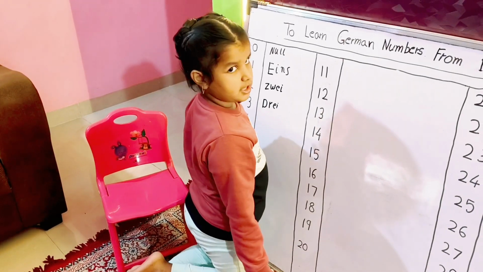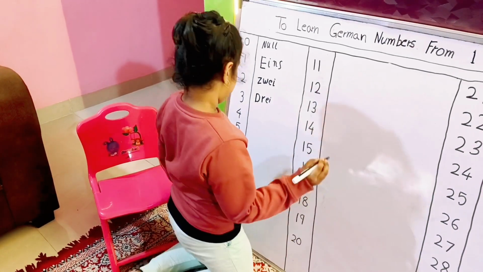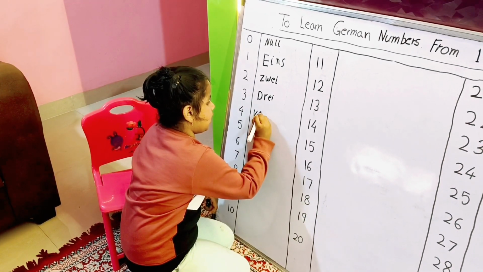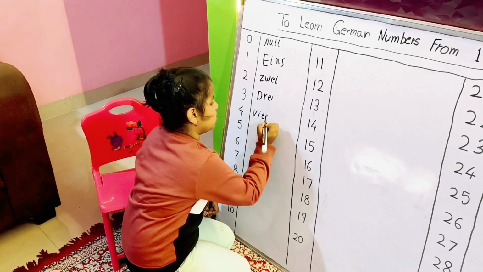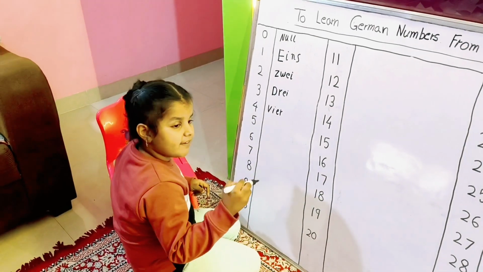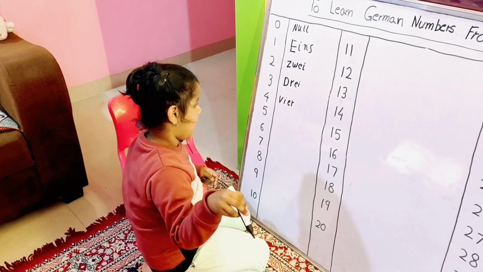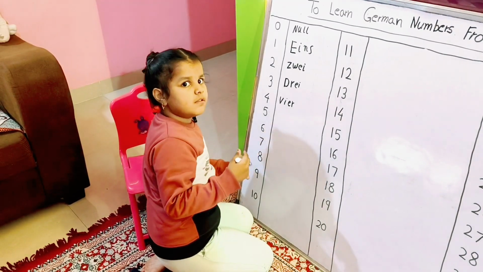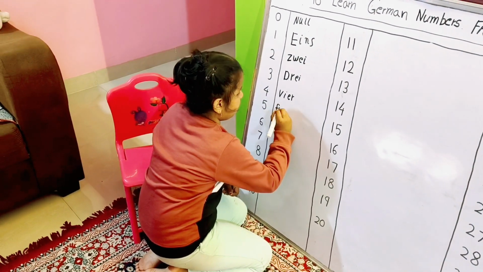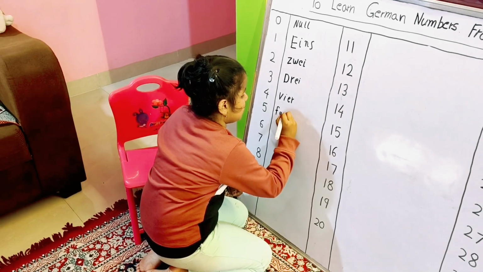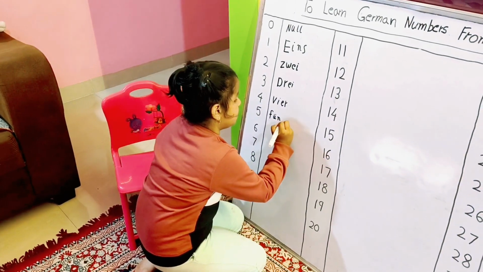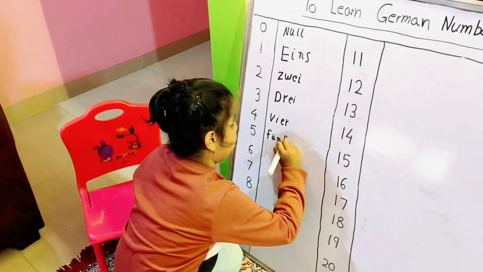And four. In German you will say vier, V-I-E-R. Now five. Fünf, F-Ü-N-F. Yes, in German you will say fünf. Here will become a dot, and here will become F.